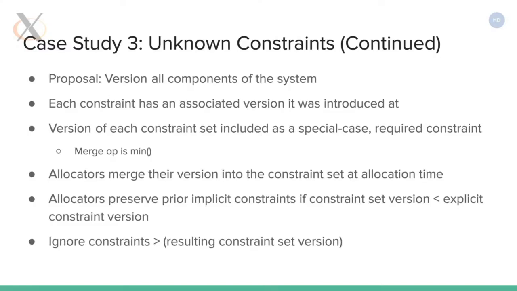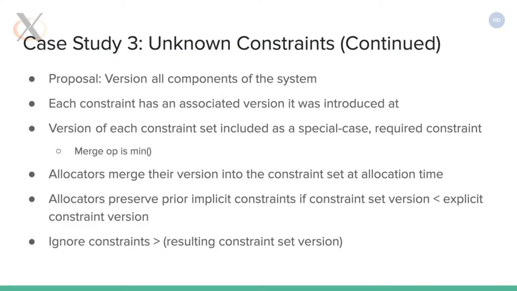Additionally, to make sure everyone's on the same page, each constraint set contains a required special case constraint that reports the version of that constraint set. So anything that reports constraints will set that to its last known version, the version that it's aware of and using. And then when you merge constraint sets, the merge op for that type of constraint is take the minimum.